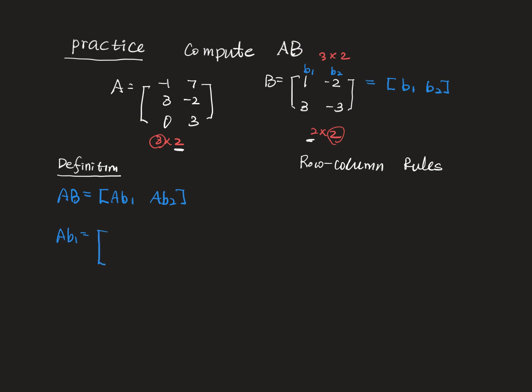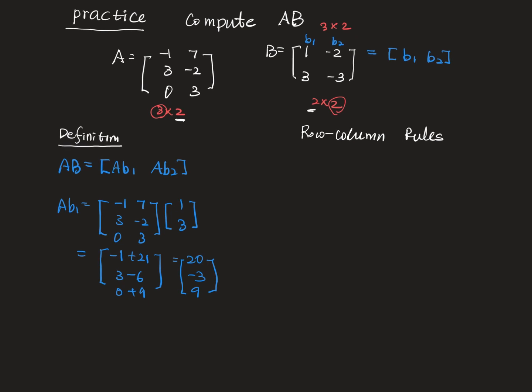AB1 is negative 1, 7, 3, negative 2, 0, 3. We're going to multiply by the column vector. Here is 1, 3. So you have negative 1, 1. That's going to be negative 1. 7 times 3, 21. Second one, 3 minus 6. Third one, 0 plus 9. So you have AB1 column vector 20, negative 3, 9. Everybody makes sense of this one? You did the same thing, right?